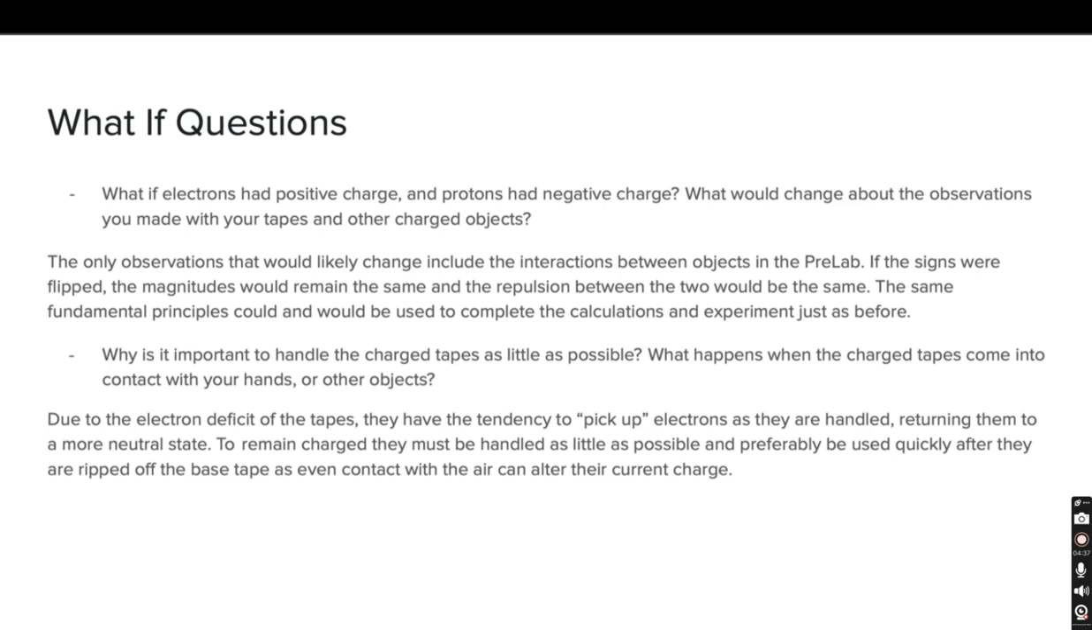Why is it important to handle the charged tapes as little as possible? What happens when the charged tape comes into contact with your hands or other objects, due to the electron deficit? They have a tendency to pick up electrons when they're handled, returning them to a more neutral state, rather than remaining as charged as they are. They must be handled as little as possible, and preferably be used as quickly as they are ripped off the base tape, and even the contact with the air can actually change the current state.